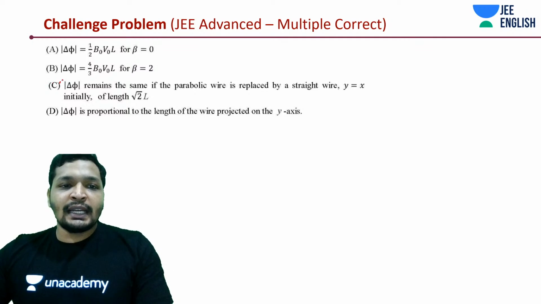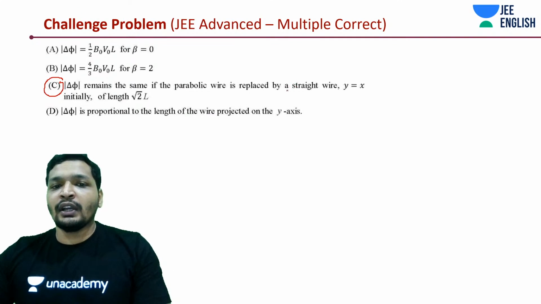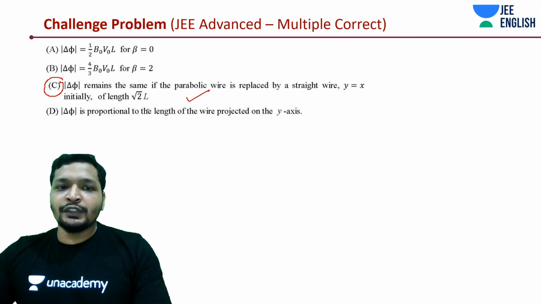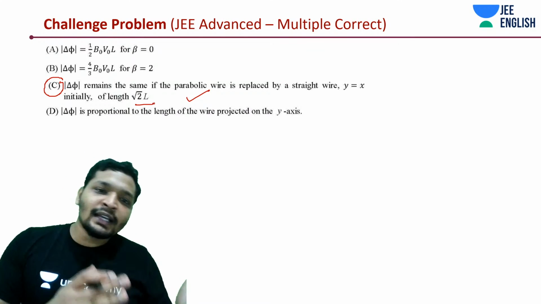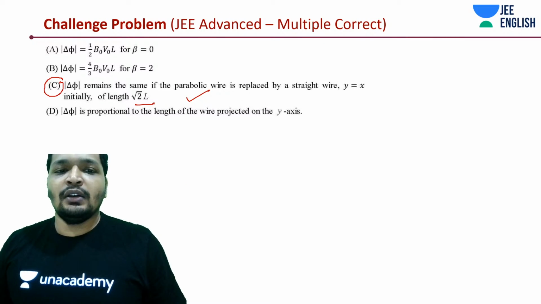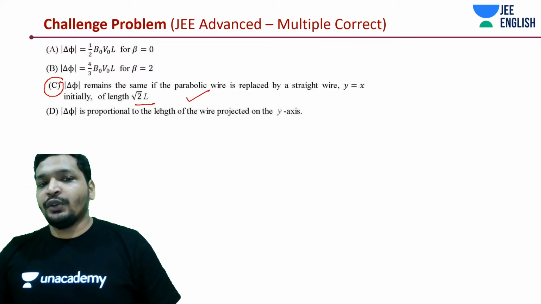Okay, so C is correct. We just analyzed it. Only length along L matters. If you have projected this wire to L on the x-axis and L on the y-axis, basically its projection is L on only the y-axis.